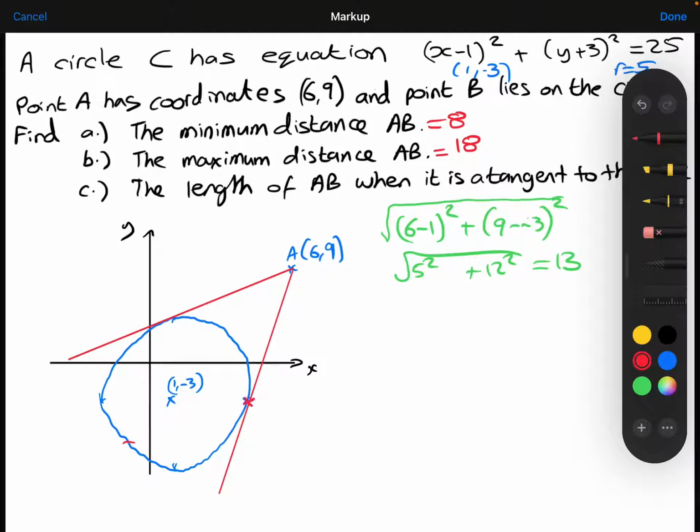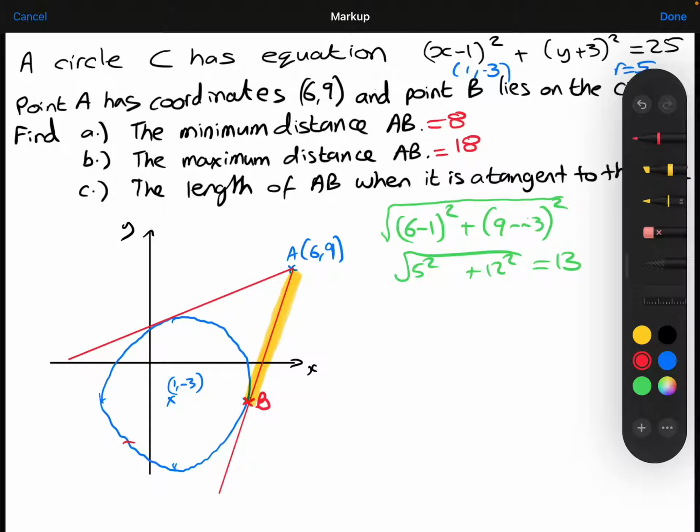So, my tangent is going to touch the circle here. That's where B is going to need to be in order for AB to be a tangent. So that's where B is on the circle here. And I want to work out the length of AB, this length here.